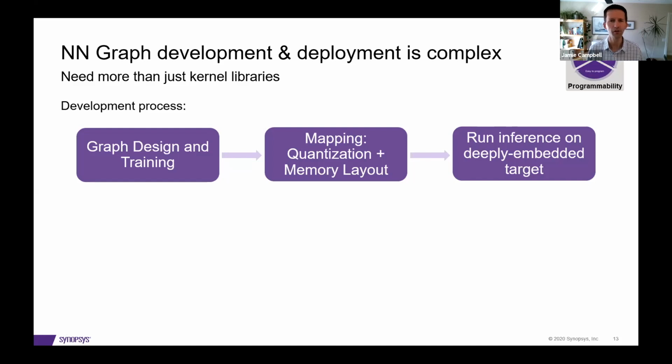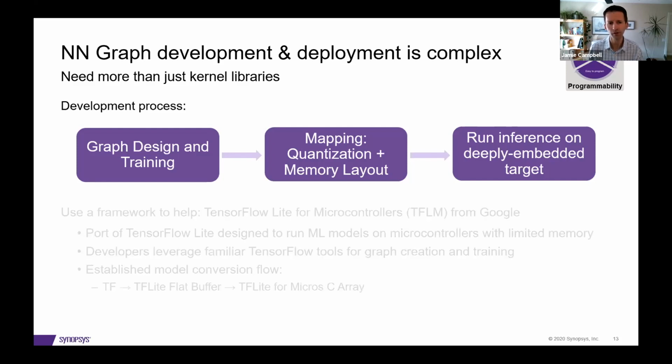So that involves quantizing the data from floating point into fixed point. And then in a constrained embedded environment, you need to think about things like memory layout and how everything will fit onto your target. And that mapping process can actually be quite a bit of work. And then once that's done, you finally get to run it on your embedded environment. But what I would suggest here is that you really need to consider using some sort of framework that can help you with the design and the mapping process.